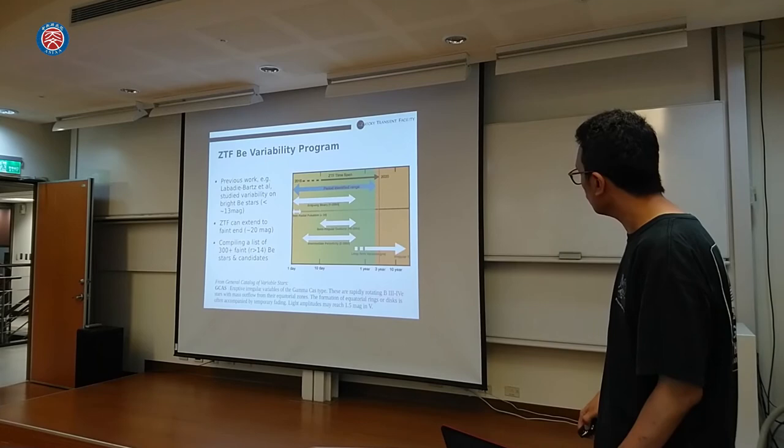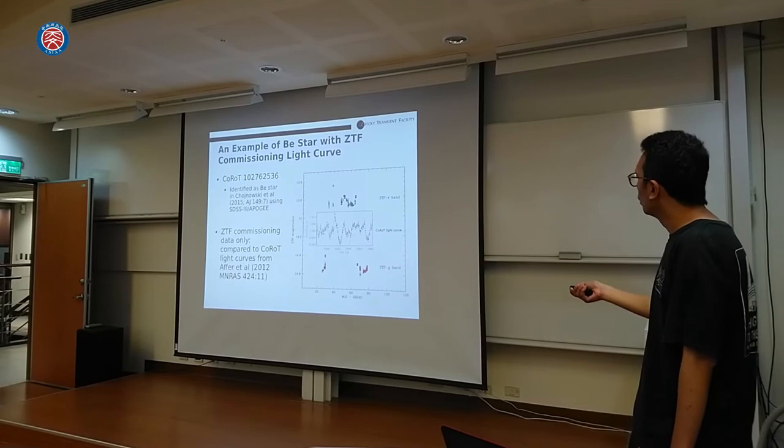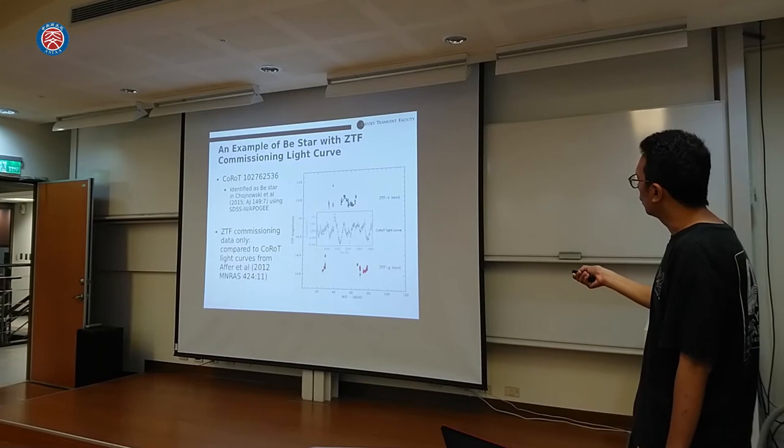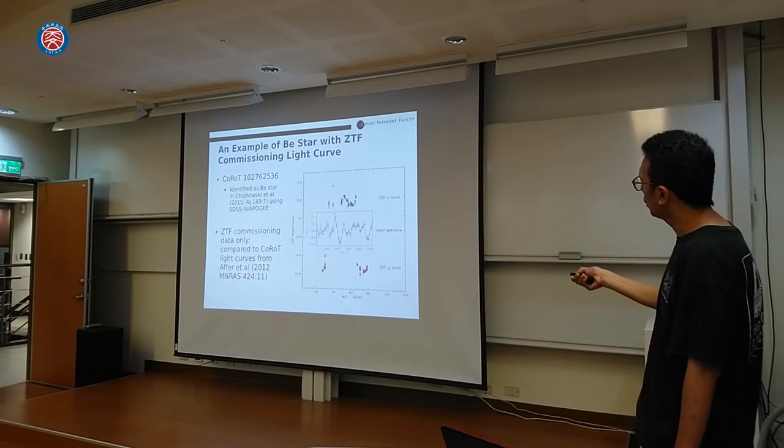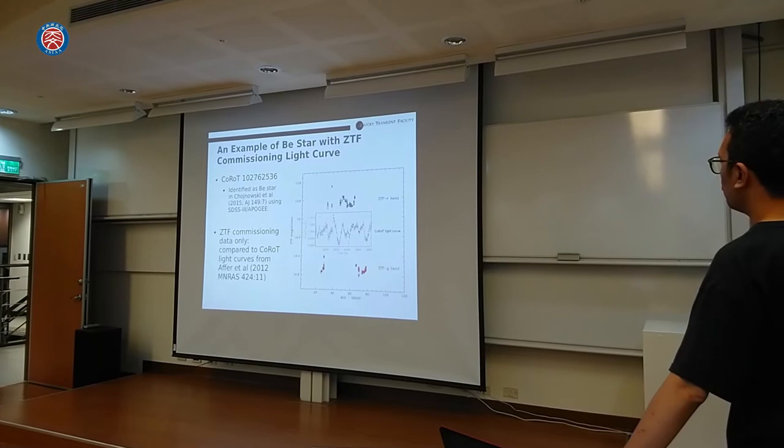So this is just one example. During commissioning, we just want to test its real-world performance. This is one known Be star, this is the I curve, and this is the ZTF light curve. You can see the shape, how they change, more or less matches the I curve. So that gives us some confidence. Yes, we can use ZTF to study Be star variability.